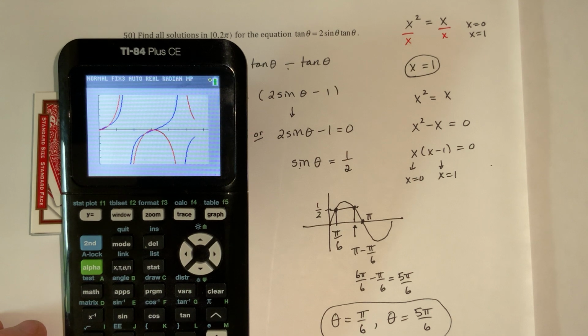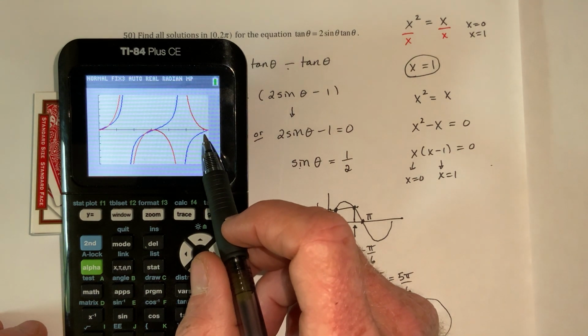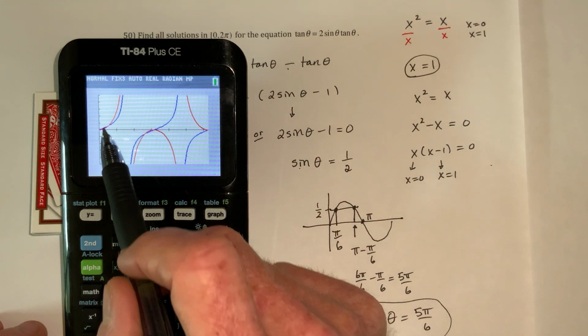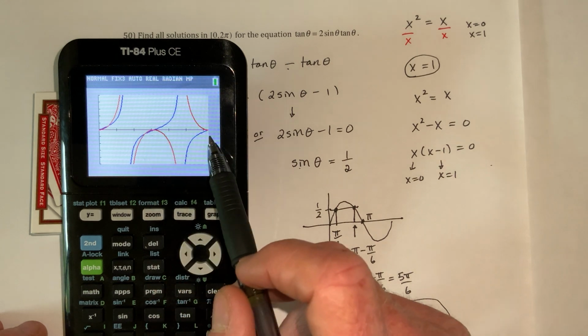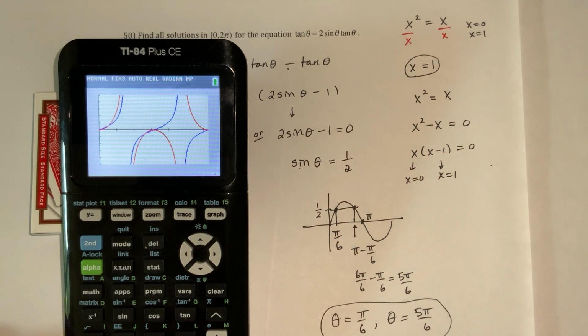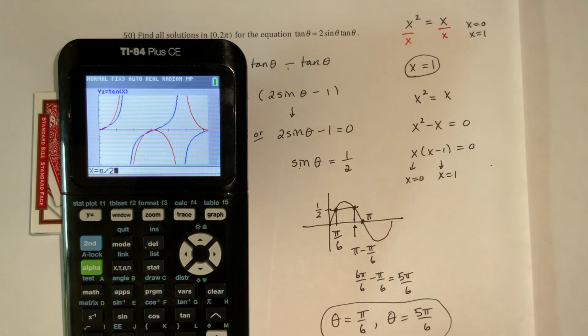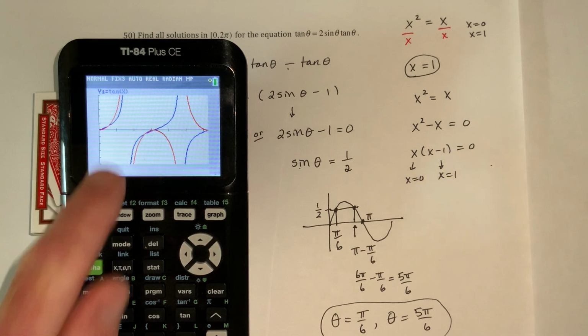And it looks like 2 pi should even be another answer. So in here, there's 1, 2, 3, 4, 5. We're supposed to have 5 answers. Pi over 6. Trace pi divided by 6. That should be right there.